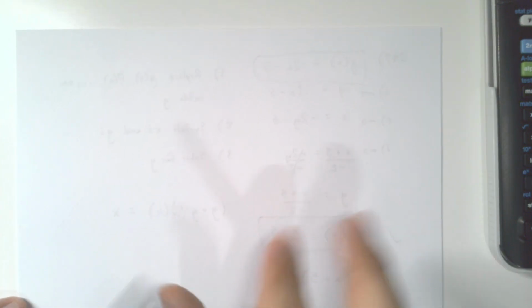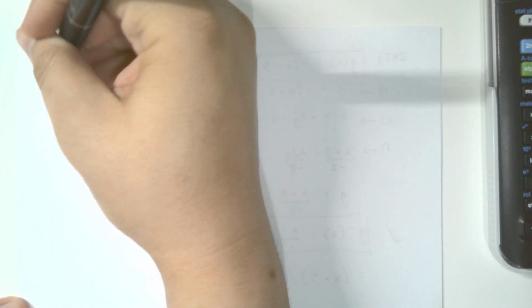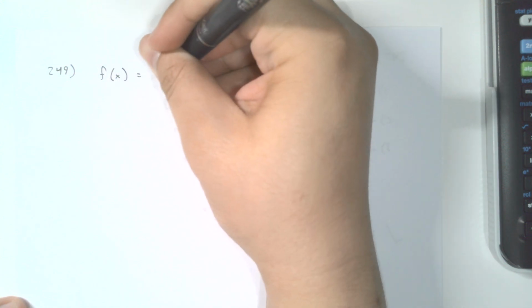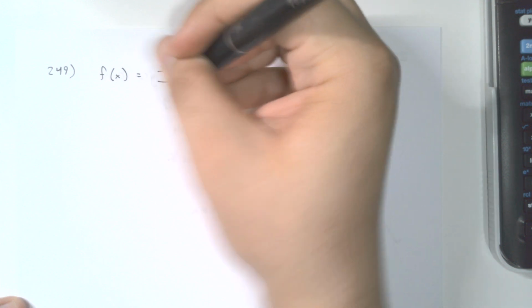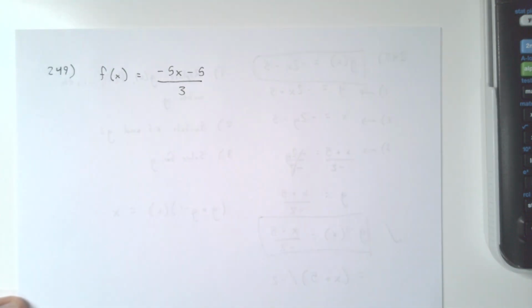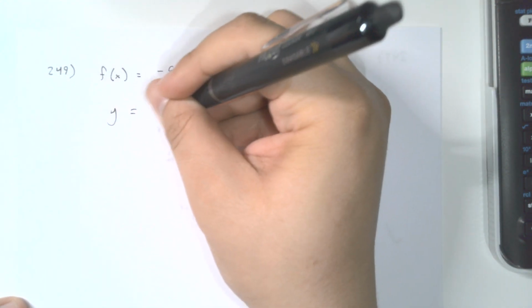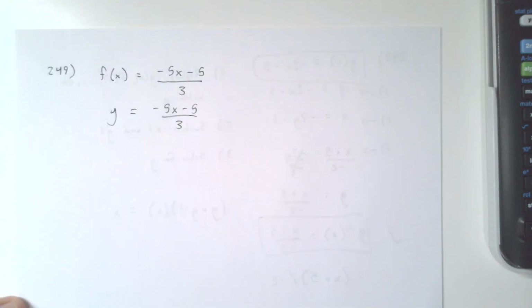Let's look at the next one. So we have one more linear function. We have, for 249, f of x is equal to negative 5x minus 5 divided by 3. So let's just swap out this f of x for a y real quick. We have y is equal to negative 5x minus 5 divided by 3.